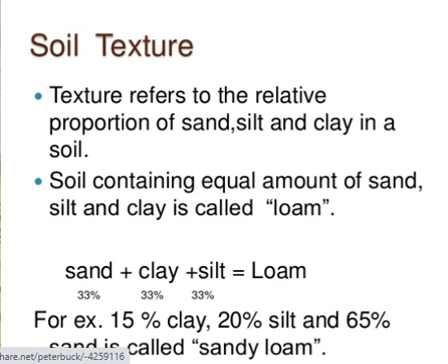Then another class that is known as a loam. What do you mean by loam? An equal proportion of sand, silt, and clay in a soil is known as a loam. It contributes 33% sand, 33% clay, and 33% silt particles. It is an equal mixture, that is 33, 33, 33, which contributes to loam.